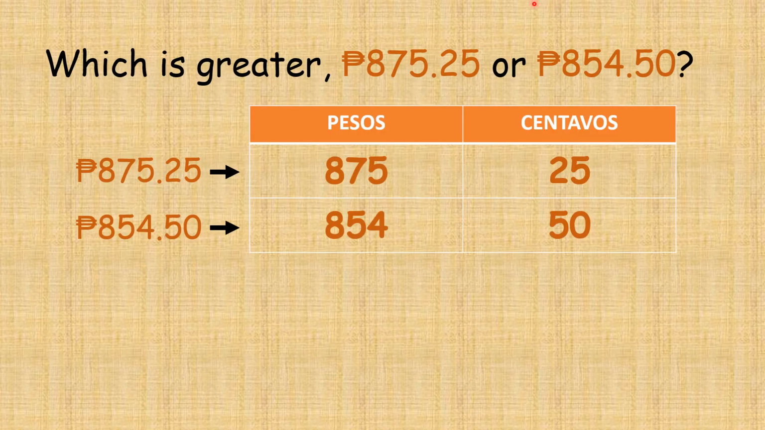Let's now have our first example. Which is greater, 875 pesos and 25 centavos or 854 pesos and 50 centavos? To compare amounts of money, we can compare first the amounts of pesos before we compare the amounts in centavos. Again, just like how we compare numbers, we also start comparing from the left. In here, we can see that 875 is greater than 854.